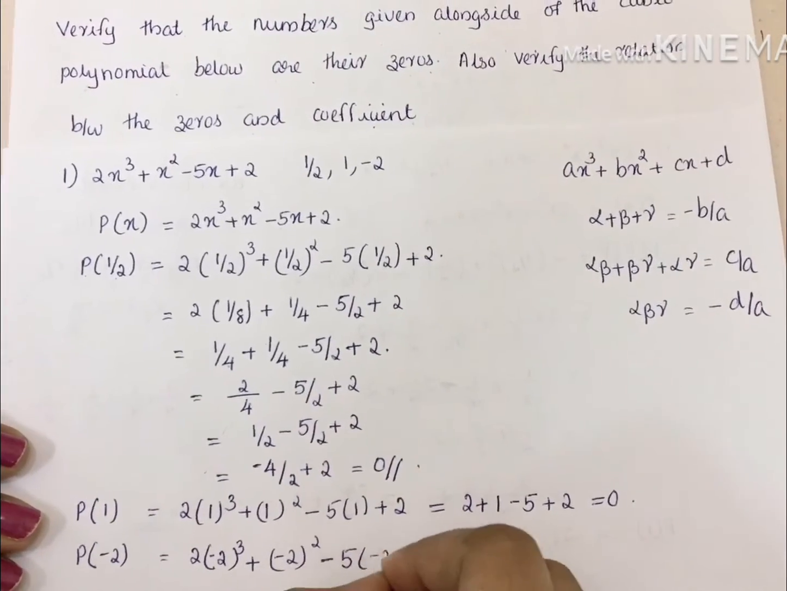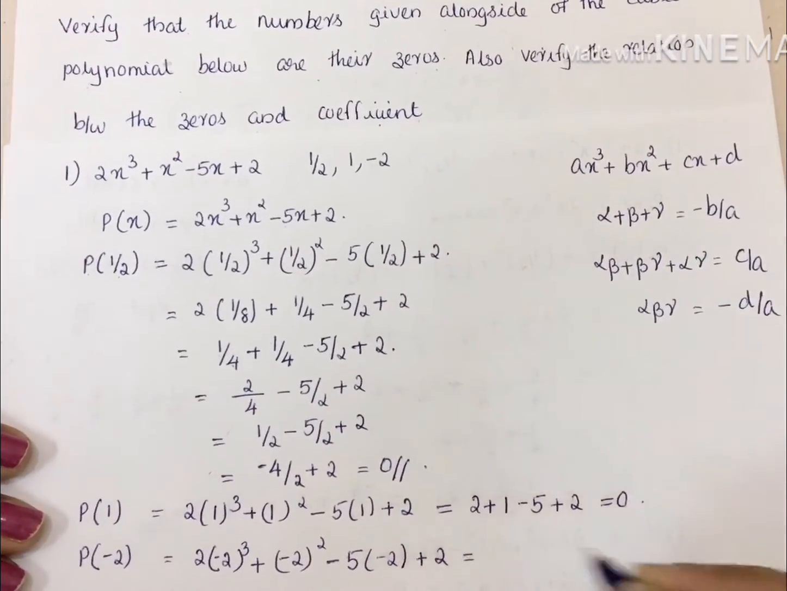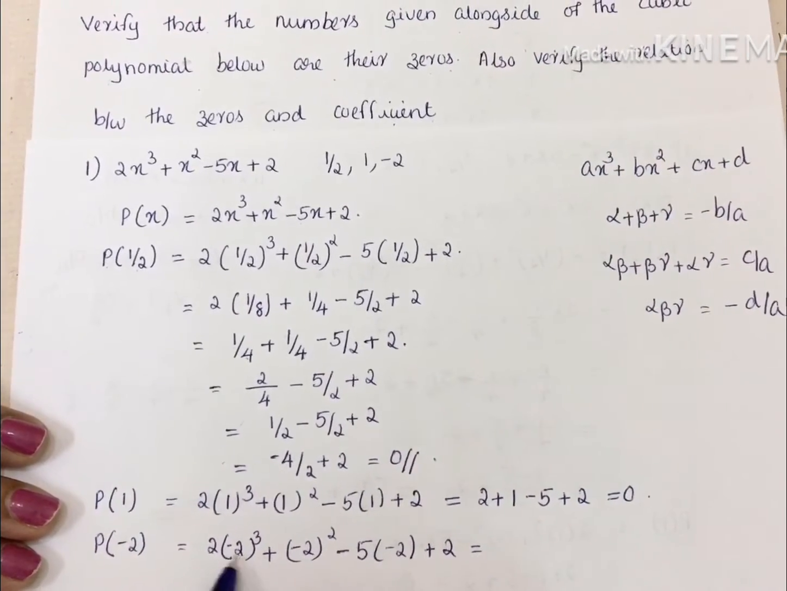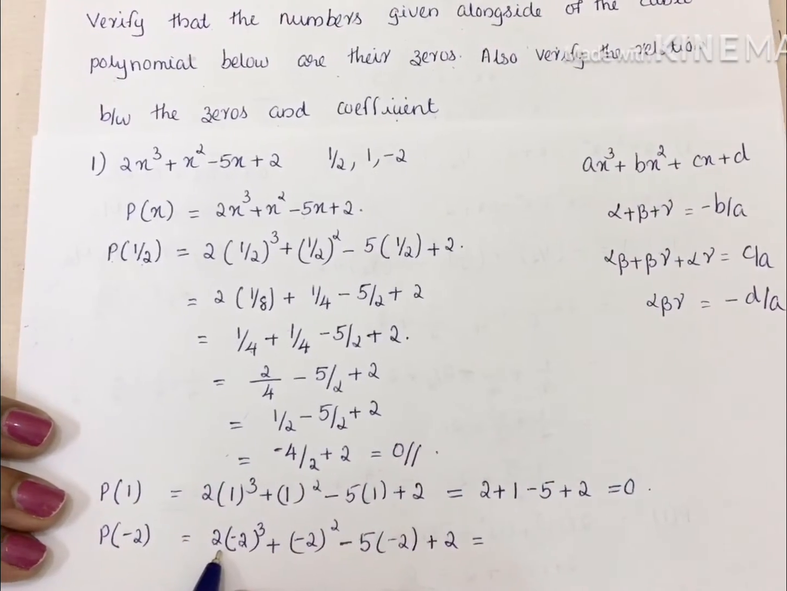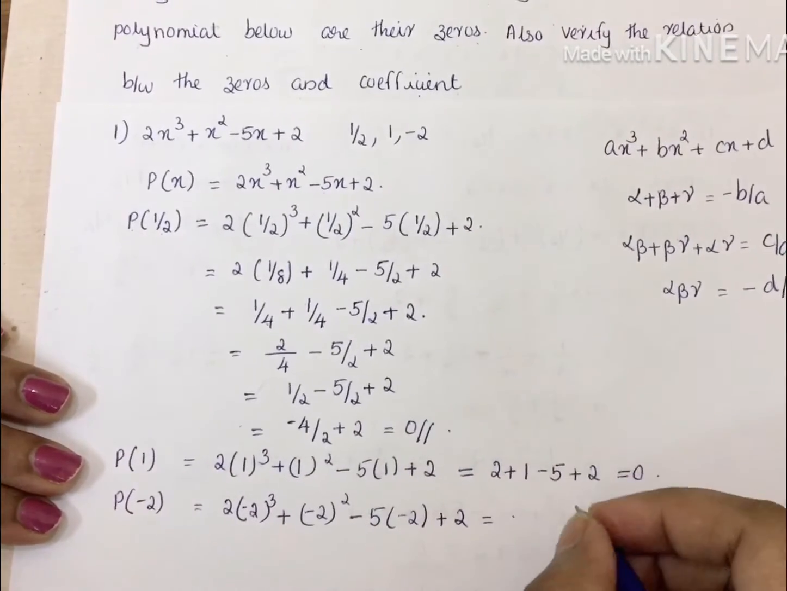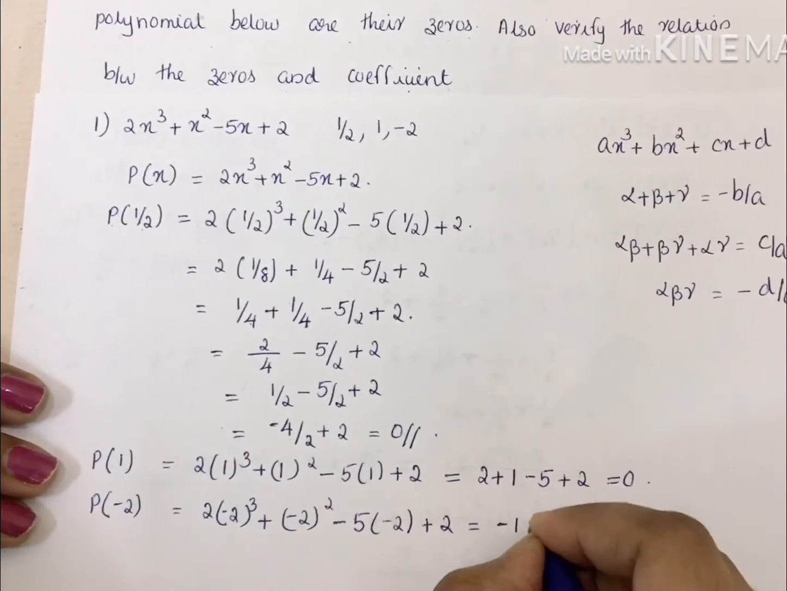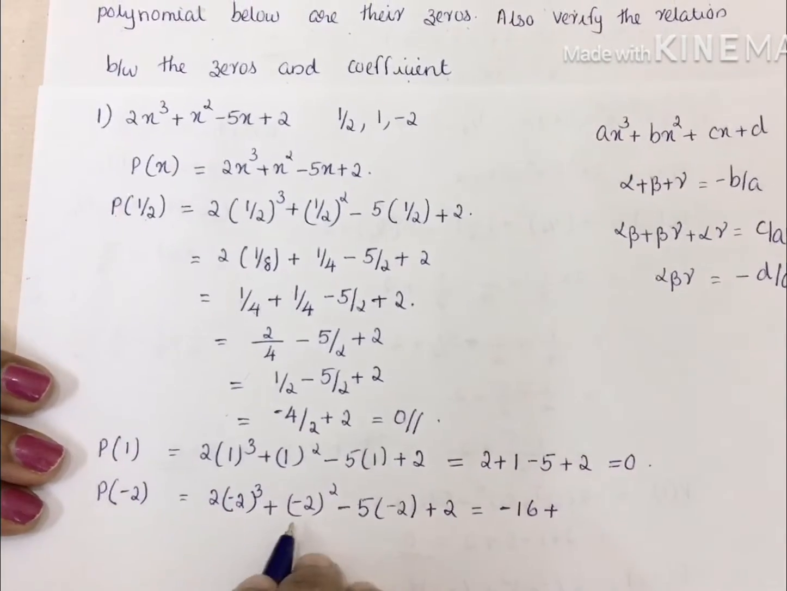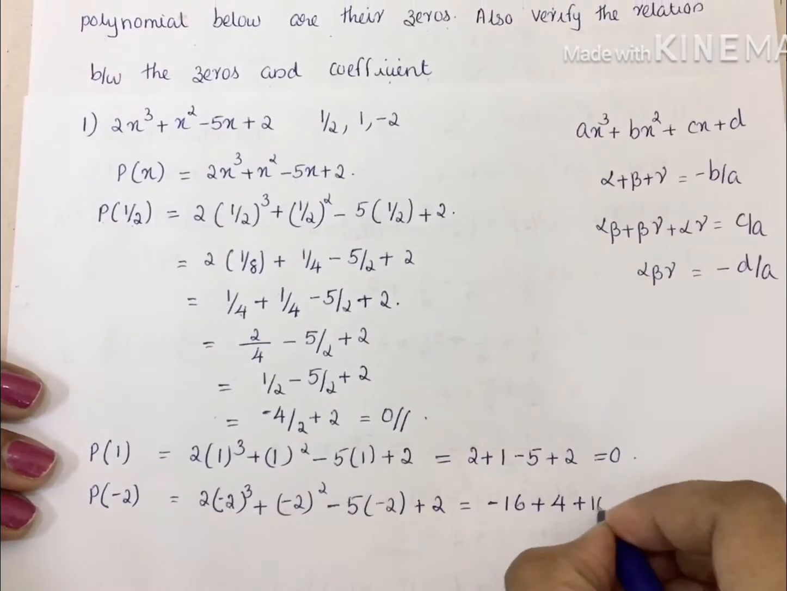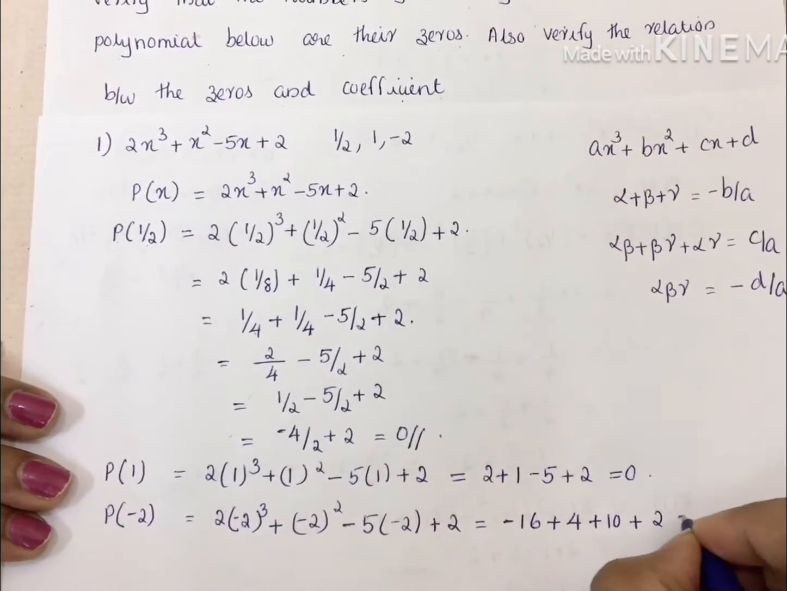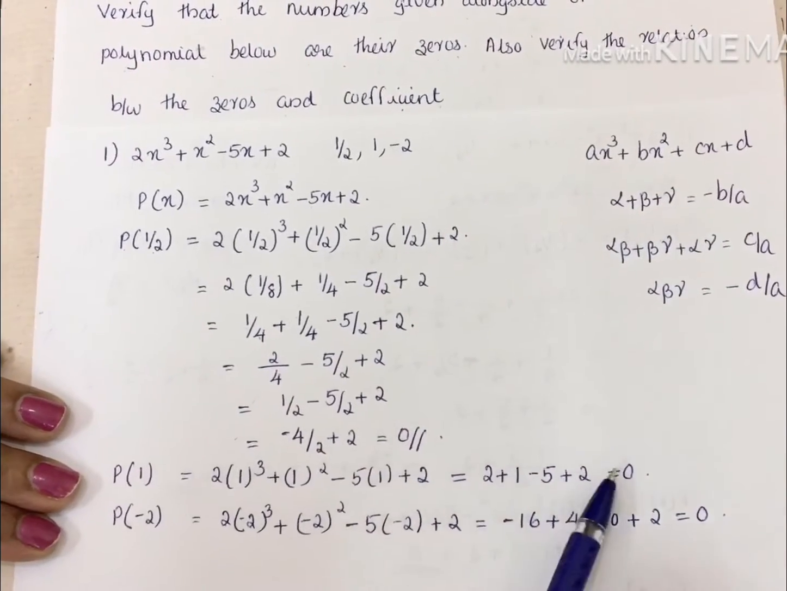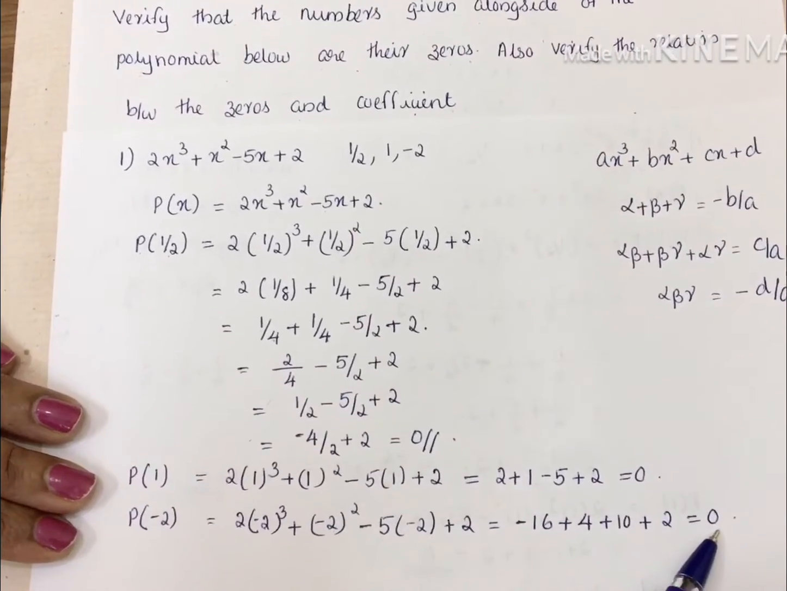Similarly, p of minus 2 is equal to 2 into (minus 2) cube plus (minus 2) square minus 5 into minus 2 plus 2. That is 2 into minus 8, which is minus 16, plus 4 plus 10 plus 2, equal to 0. So p of 1 by 2 is equal to 0, p of 1 is equal to 0, p of minus 2 is equal to 0.